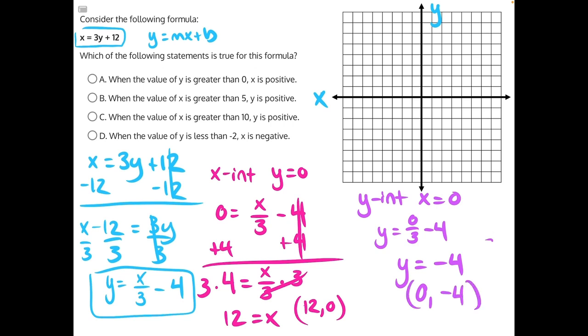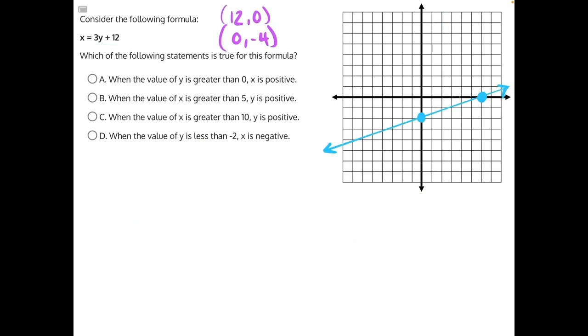Now that we have both our intercepts, I'm going to make our graph, and I'll be right back. Here I have graphed our two intercepts, one at 12, 0, which is up and down 0 to the right, 2, 4, 6, 8, 10, 12. And then our other point, 0, negative 4, is to the left and right 0 and down 4. Now we can look at our answer choices.